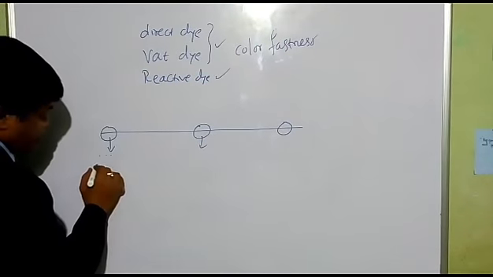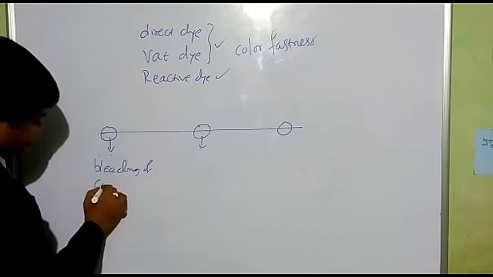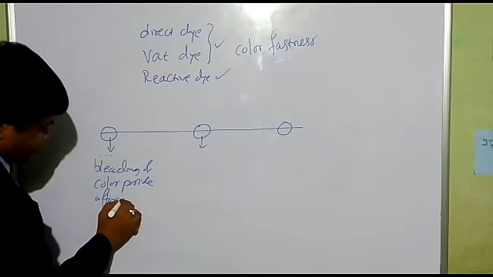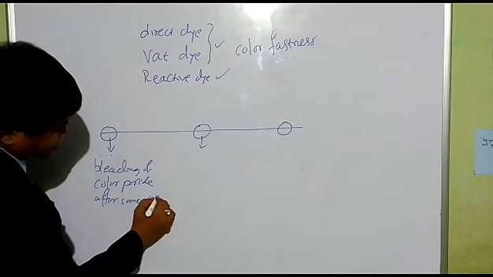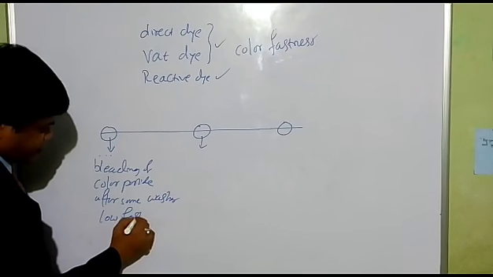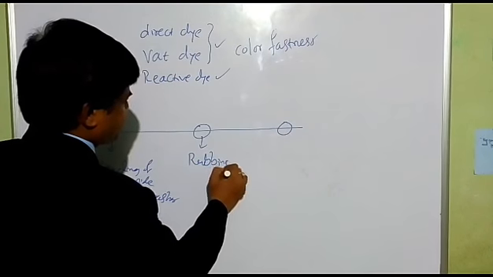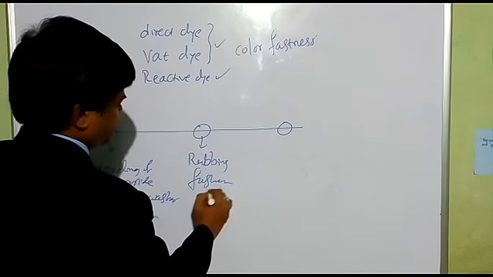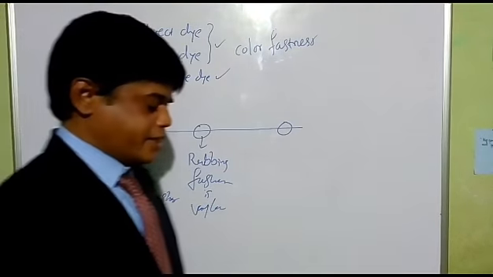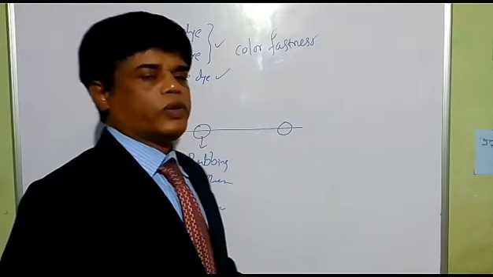Here, there is bleeding of the fiber color particles after some washes. Okay, low fastness. But in this case, rubbing fastness is very low. Don't worry, in the coming classes I will make a note on this board and we can note it down.